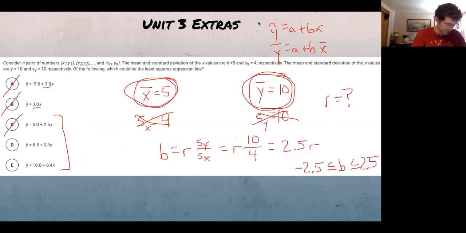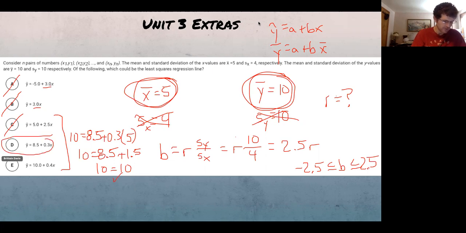So I could do x bar, y bar. I could do 10 equals 8.5 plus 0.3 times 5. And this gives me 10 equals 8.5 plus 1.5. And it looks like this one works. 10 equals 10. Yeah, that's good. So this one seems right, but due diligence, we're going to look at all 5 of them.